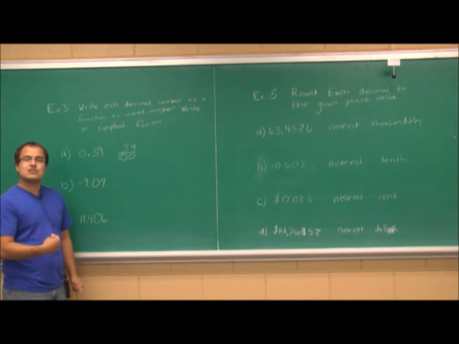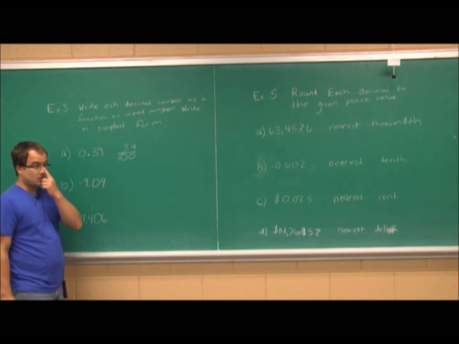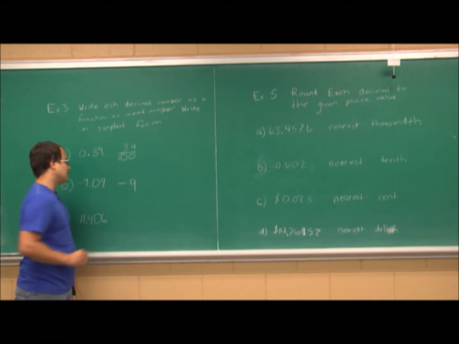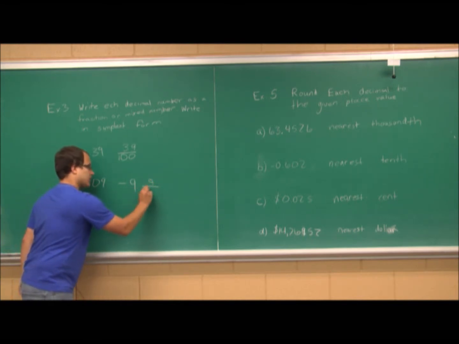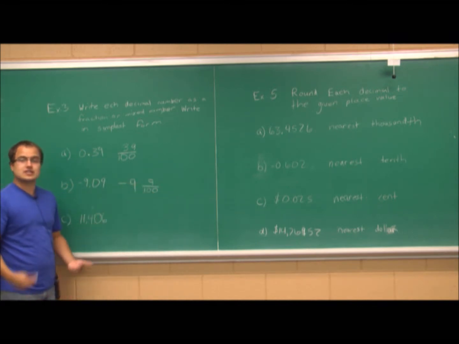Now, B, -9 and 9 hundredths. Well, I can write it as a mixed number, so I'm going to have -9, then 9 hundredths is 9 over 100. And again, 9 over 100 does not reduce.